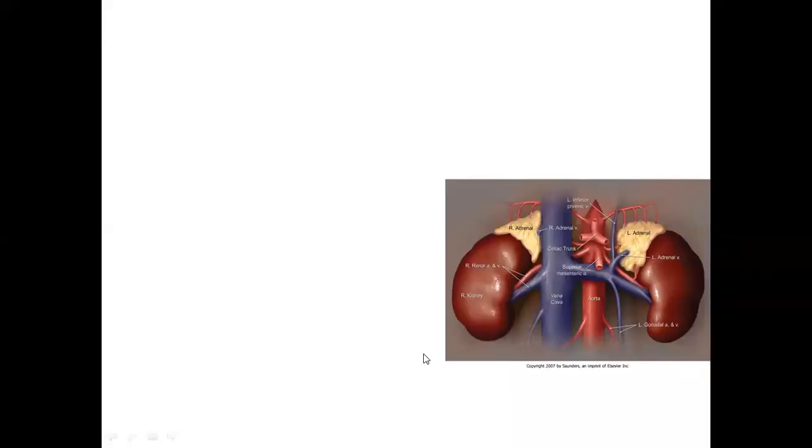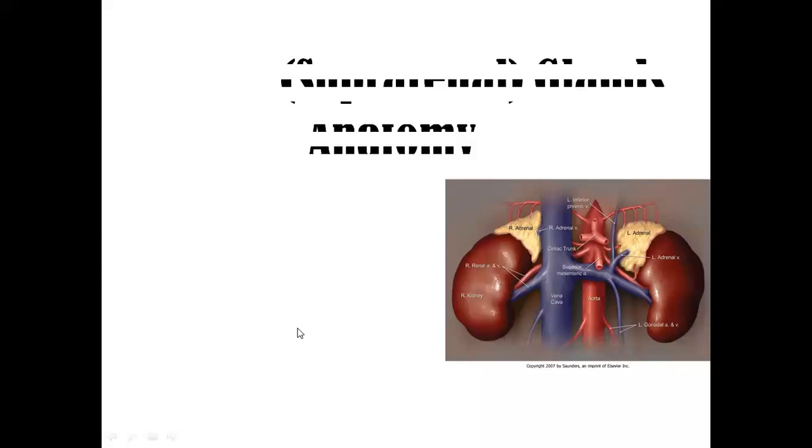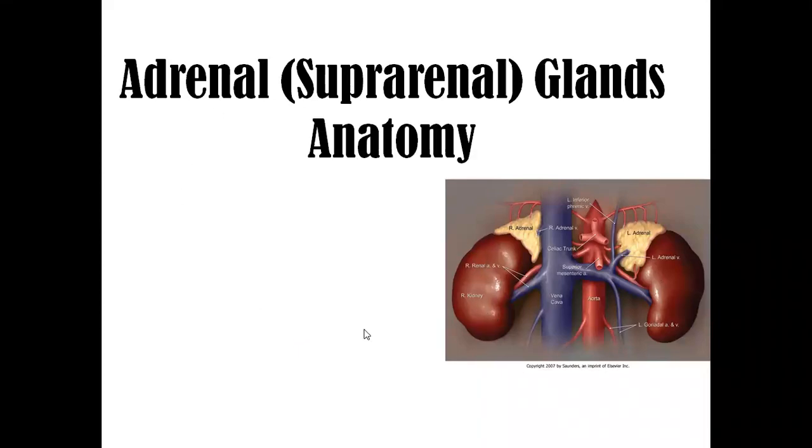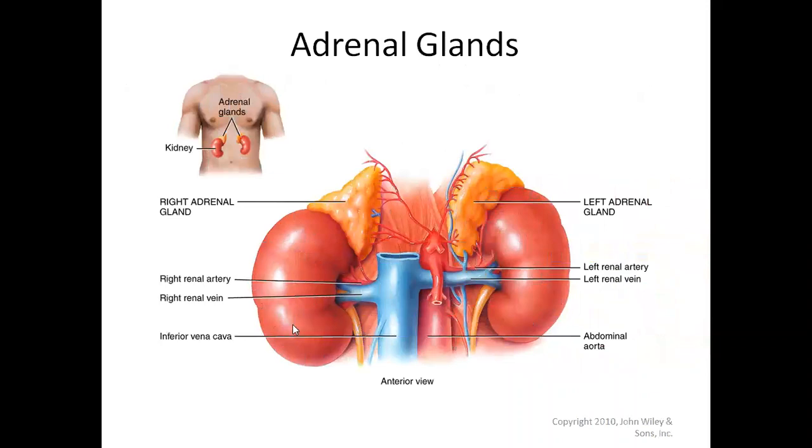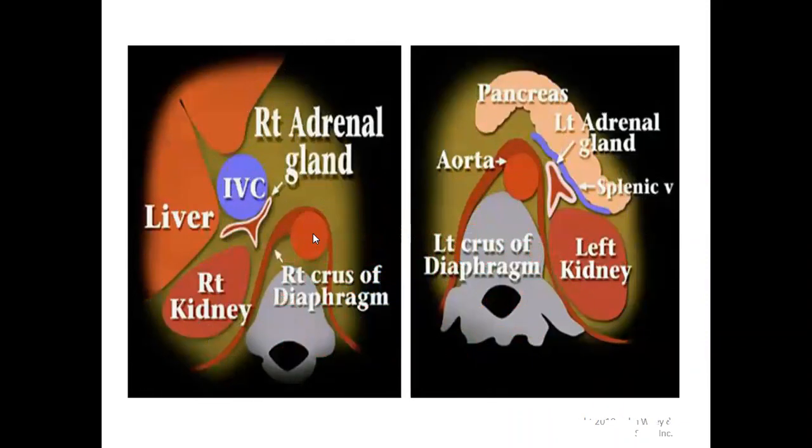So in continuation, let us discuss adrenal gland. Adrenal gland is also called as suprarenal gland. Now, where are the adrenal glands present? They are present at the upper pole of each kidney.